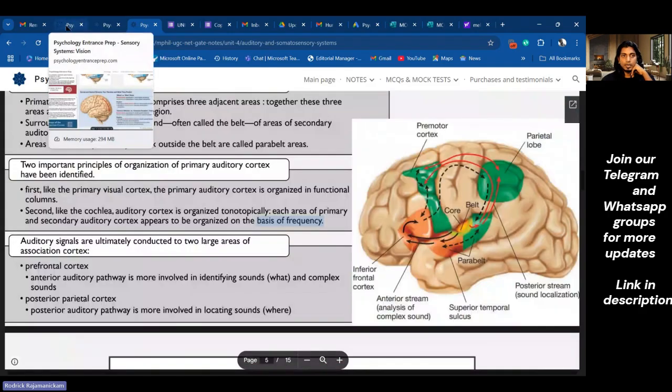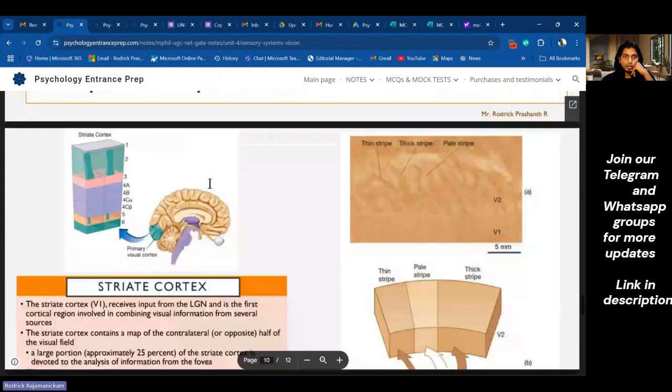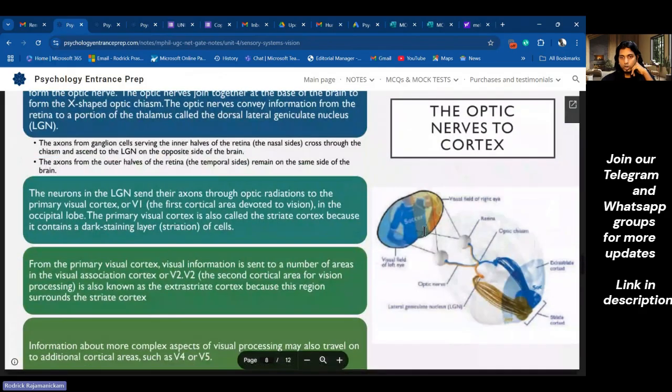For vision, it is retinotopic. So it's almost like a one-to-one mapping. Whatever you see here is exactly what goes to the other side. The same mapping on the retina gets mapped one-to-one in your striate cortex. So that is retinotopic organization.